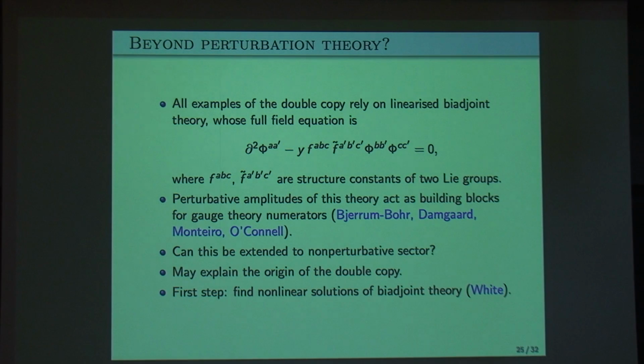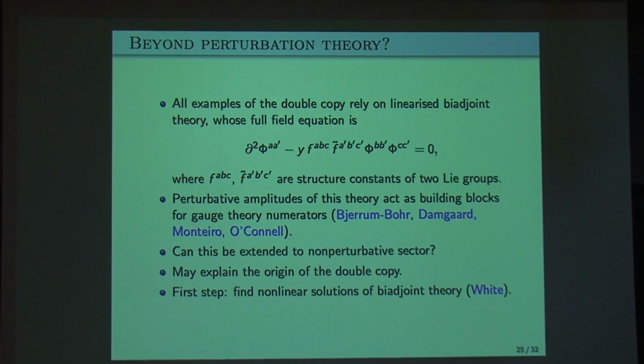So everything I've said so far in the talk is basically perturbative. We looked at exact solutions, but those were fixed order in the coupling type solutions still, so still in a sense perturbative in some gauge. We might ask, can we actually go beyond that, and can we try and formulate some non-perturbative version of the double copy? Now what made all examples of the double copy special is that they all relied on the linearized biadjoint theory.